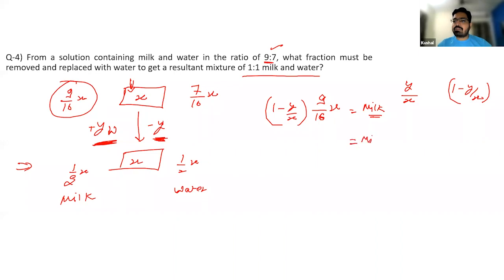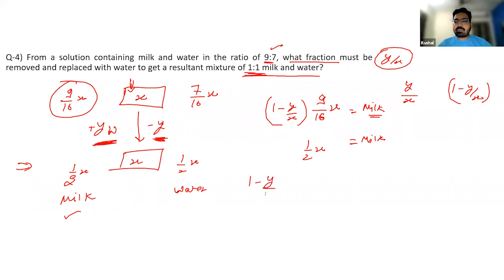And the quantity of milk, I can also get in the final solution, because the ratio is given to me in the final solution. So can I simply say that half of X will be the quantity of milk? Of course, these two values must be equal. What are they asking? What fraction must be removed? That means they're effectively interested in the value of Y by X. So I can just solve for the value of Y by X.